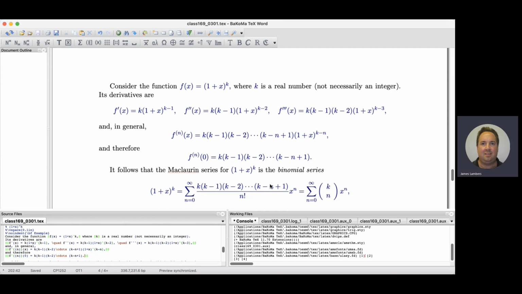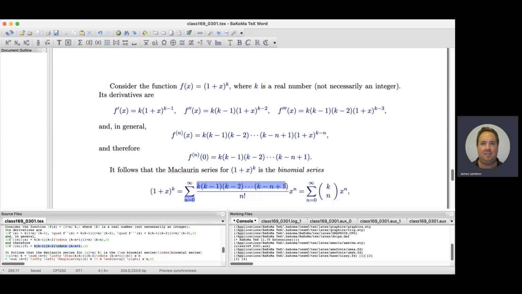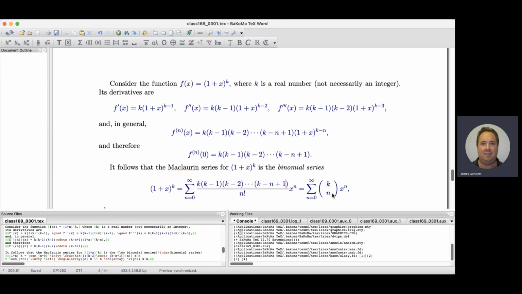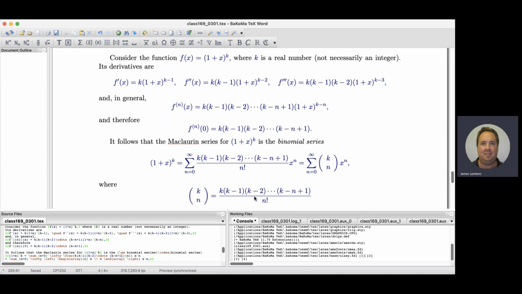So now my Maclaurin series for 1 plus x to the k is going to be this derivative value that's brought down here over n factorial times x to the n. But I can actually write this using this expression, and this should be familiar to you from some prior class. This is a binomial coefficient. So this is the definition of a binomial coefficient.